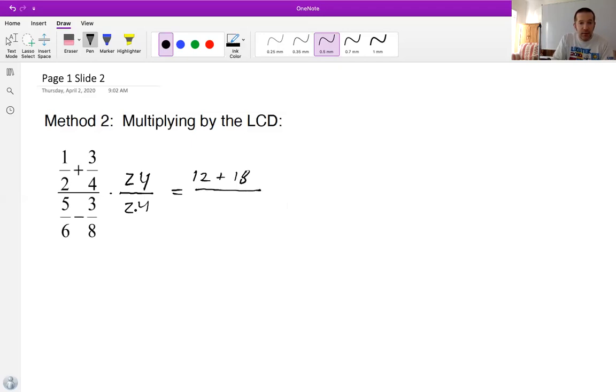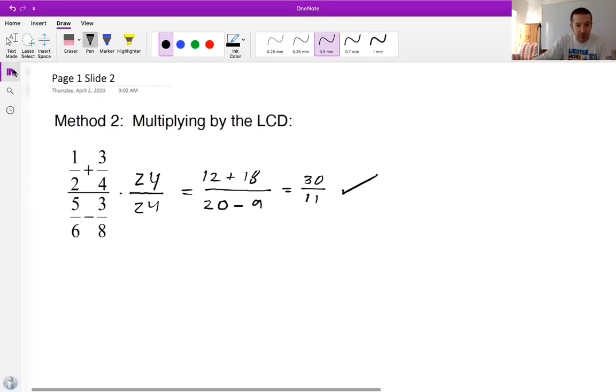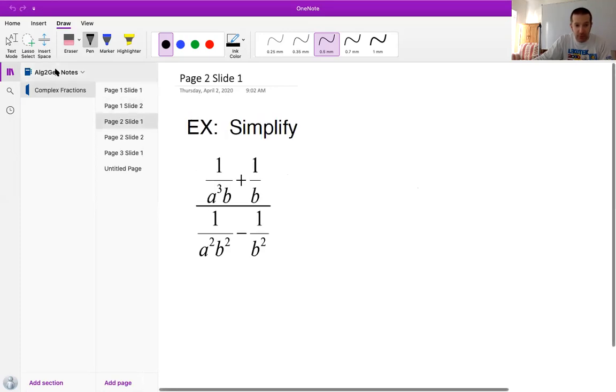Then underneath it, I do 24 times 5/6. 24 divided by 6 is 4. 4 times 5 is 20. Then 24 divided by 8 is 3, and 3 times 3 is 9. So that's 30 over 11. This is the same answer as we got before, but to me, this is a much easier way to do this. When we start simplifying complex fractions that aren't just numbers, it's going to be way easier to do it this way.